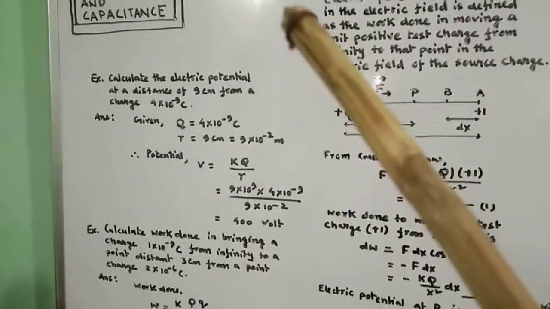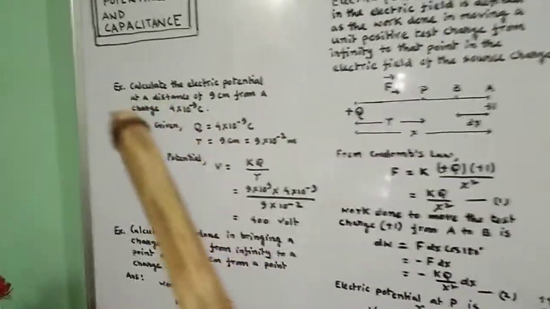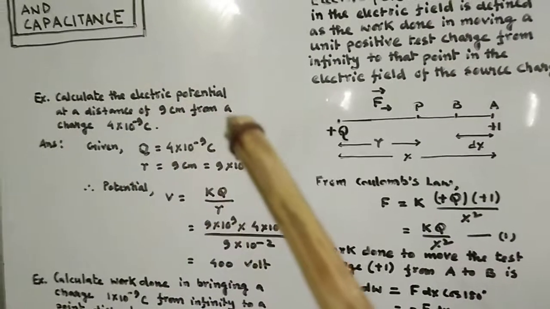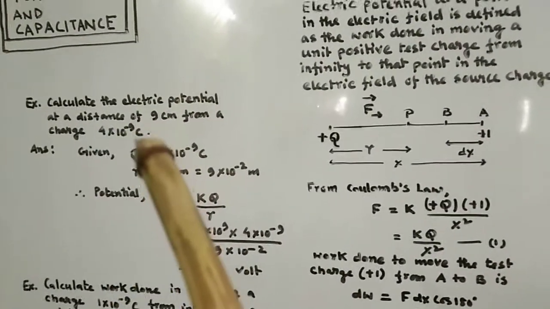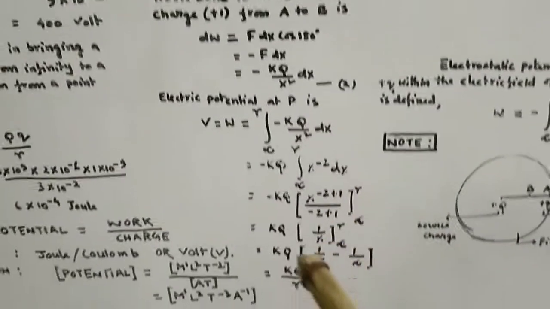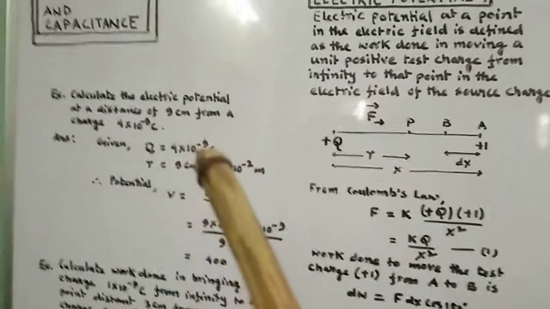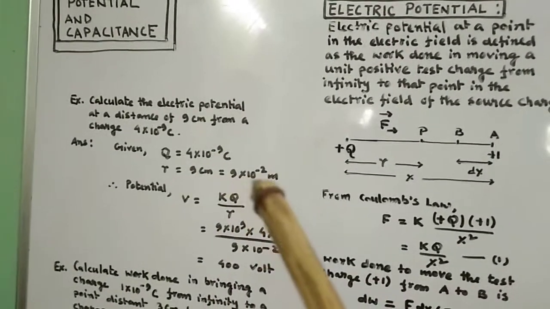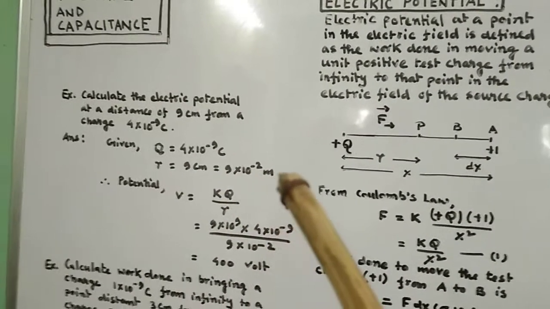Now let me go through a few numericals. Let me consider this numerical. Calculate the electric potential at a distance of 9 centimeter from a charge 4 into 10 to the minus 9 coulomb. Given this, the formula we are going to use is kq by r. So q is 4 into 10 to the minus 9 coulomb, r is 9 centimeter. Always you have to convert it into the SI system: 9 into 10 to the power minus 2 meter.